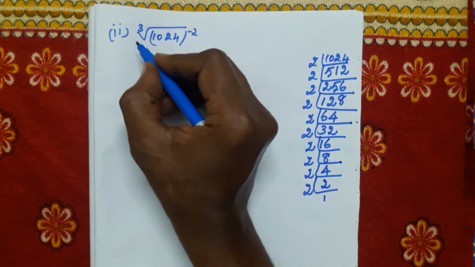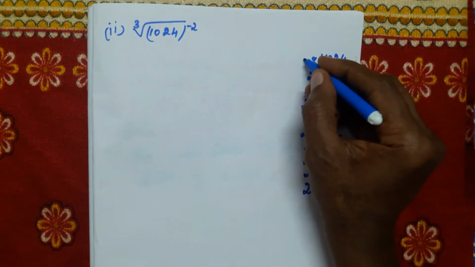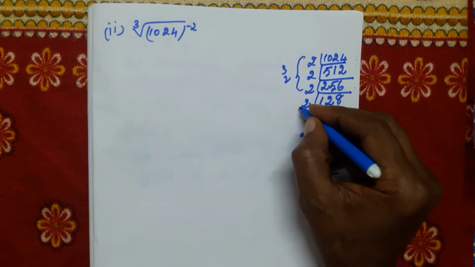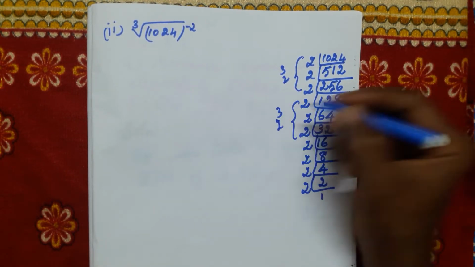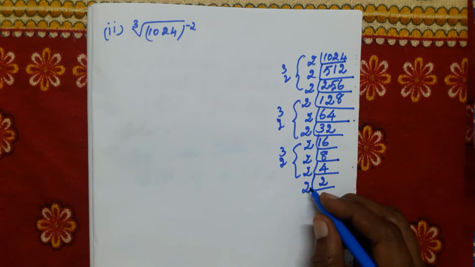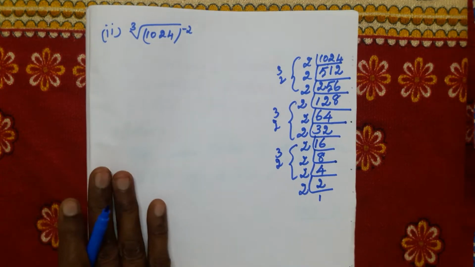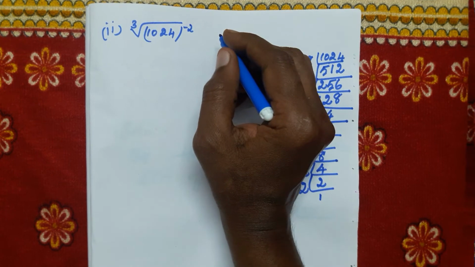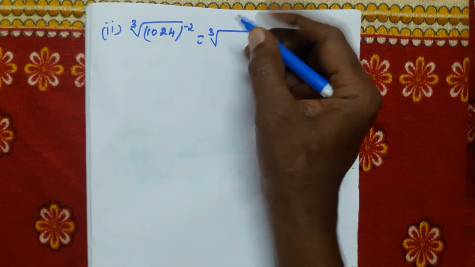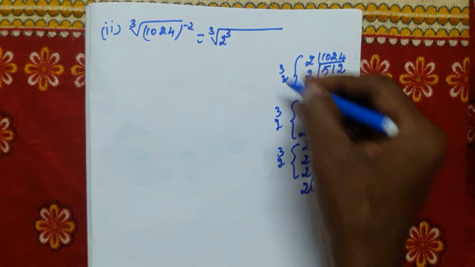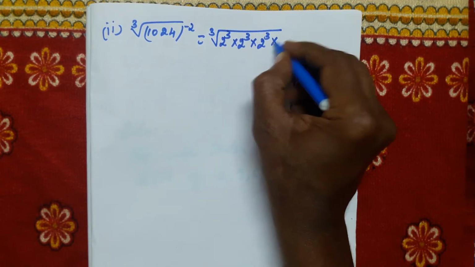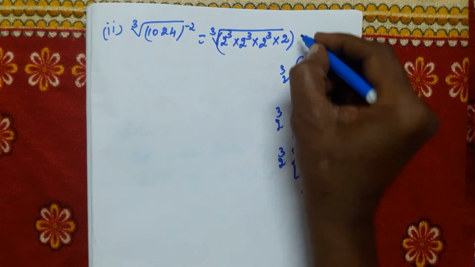Now the order is 3, is it? So we can take it as the power of 3. So we can write 2 power 3, this also 2 power 3, next this also 2 power 3. This 2 alone we have to write the same. So how can we write it? Cube root of 2 cube into 2 cube into 2 cube into 2 the power minus 2.